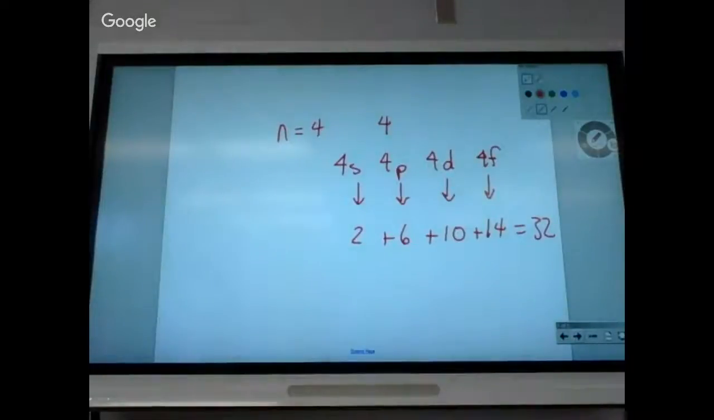So it doesn't matter what the number from the letter is. It'll always be 2, 6, 10, and 14. Yeah, because the number in front of it just tells you the energy level.